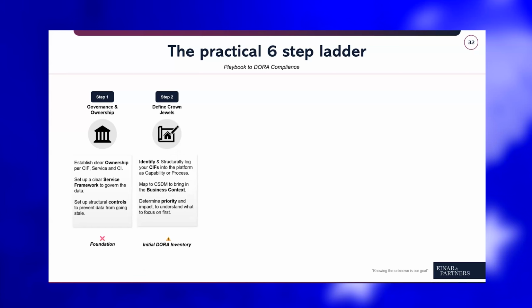That's where you identify and then also make sure that they are structurally registered in the CMDB. And they can be either a capability or a process or any other table, but make sure that you have that data in ServiceNow, so that you can then connect it to the rest of the CMDB. And then with CSDM, you can bring in the rest of the context as well.